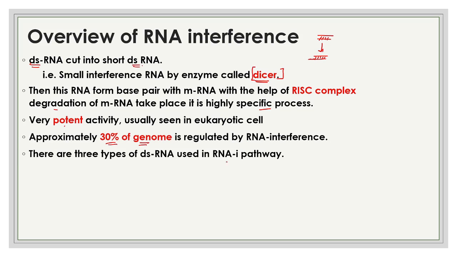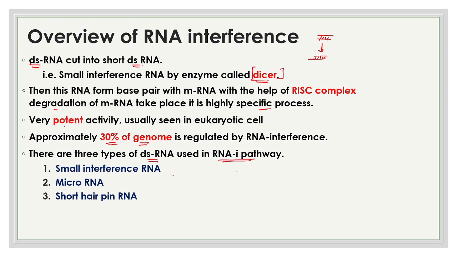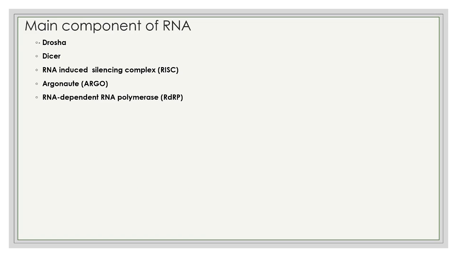Then there are three types of double-stranded RNA used in the RNA interference pathway. First one is small interfering RNA, that is siRNA. Second one is microRNA, that is miRNA. And third one is short hairpin RNA, or shRNA. Clear? So next, what are the main components of RNA interference technology? First one is drosha, second is dicer, third is the RNA induced silencing complex, that is the RISC complex, then argonaute, and last one is RNA dependent RNA polymerase.